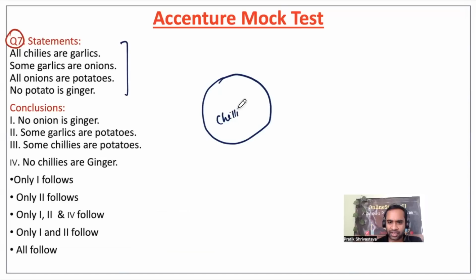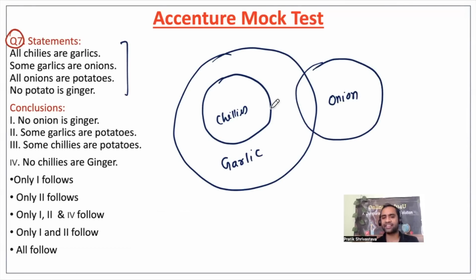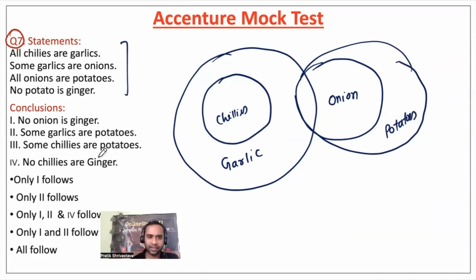So all chilies are garlic. Some garlics are onion. Now, friends, if you see, the relation between chili and onion has not been given. All onions are potatoes. And then no potato is ginger. Clear?